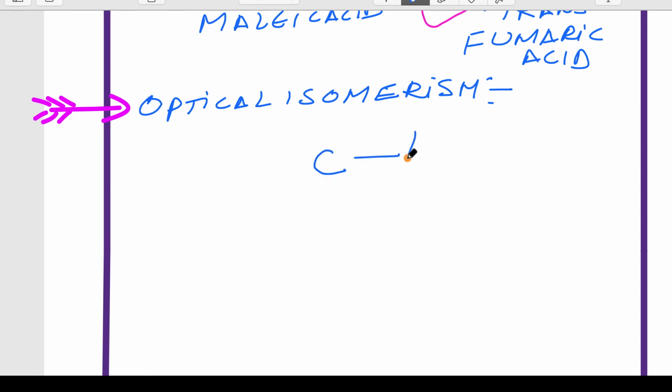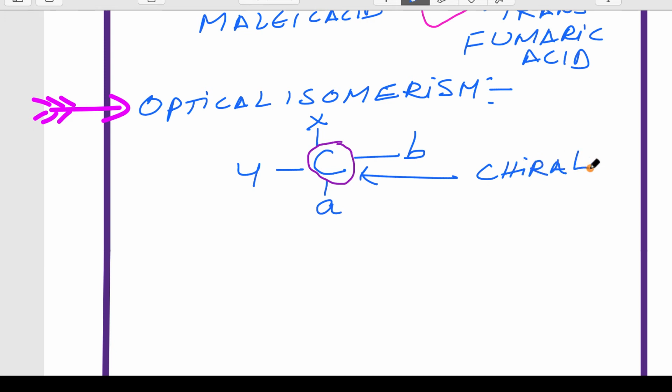Let me say this is one group and this is the second group. So these are the four valencies, and then the fourth one is like this. This center carbon is what we call a chiral center. So it is the asymmetric carbon, where all four different groups are present.